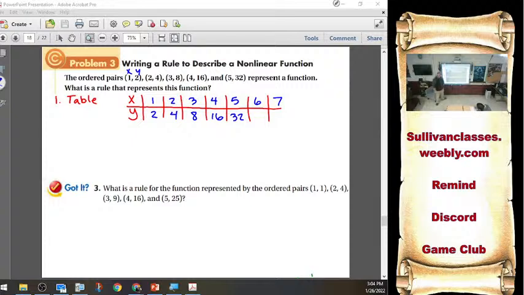Can you tell me what's going to happen on the next 2 blocks? 64 and 128. What are we doing every time? Multiply by 2.